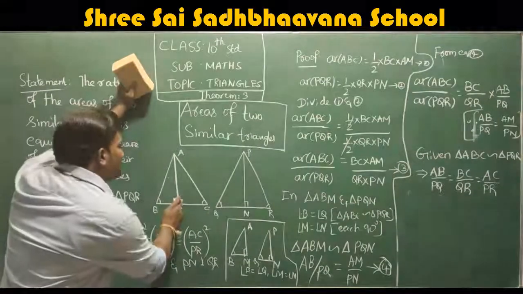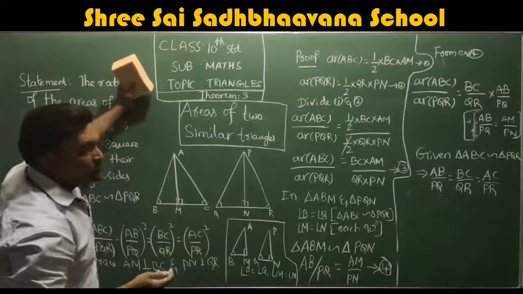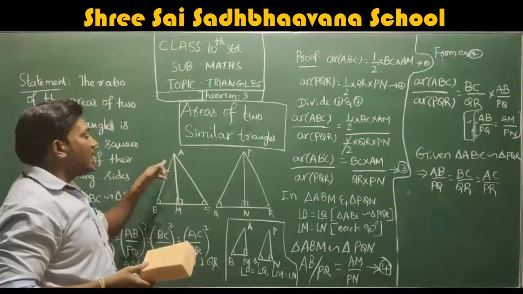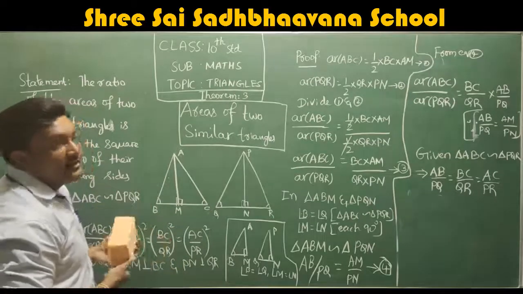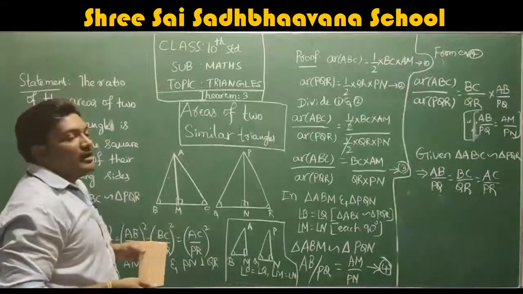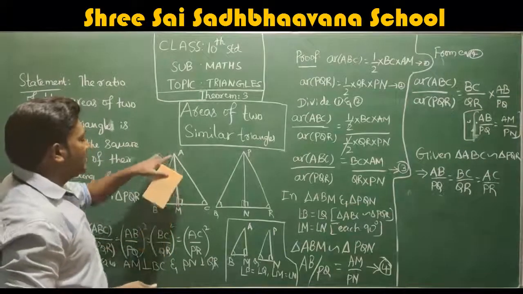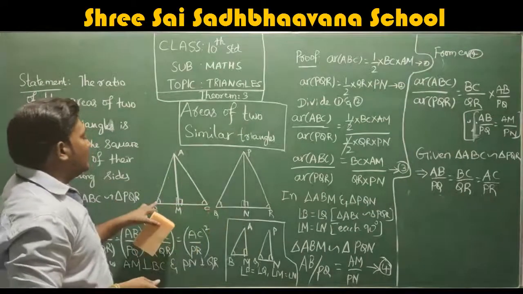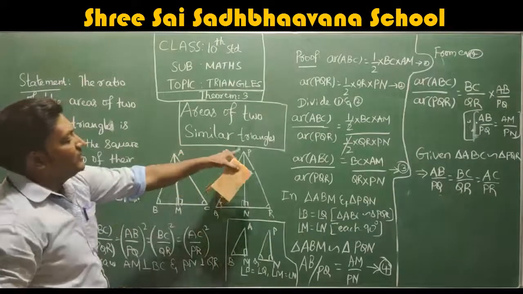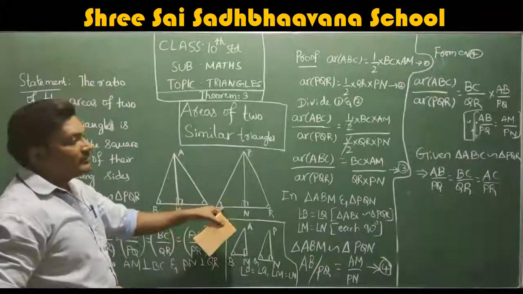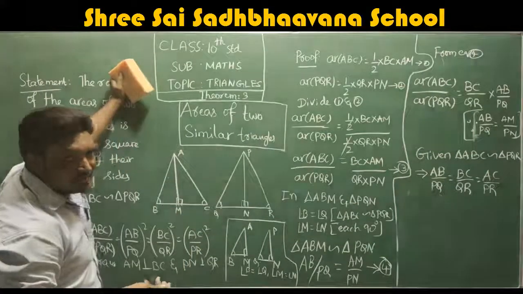One more thing we can observe: angle M and angle N are equal, because each makes 90 degrees, since they are perpendiculars. So in triangle ABM and triangle PQN, angle B is equal to angle Q, because the whole triangle ABC is similar to the whole triangle PQR. Obviously this angle should be equal. Whether we take half of it or the full, that doesn't matter.